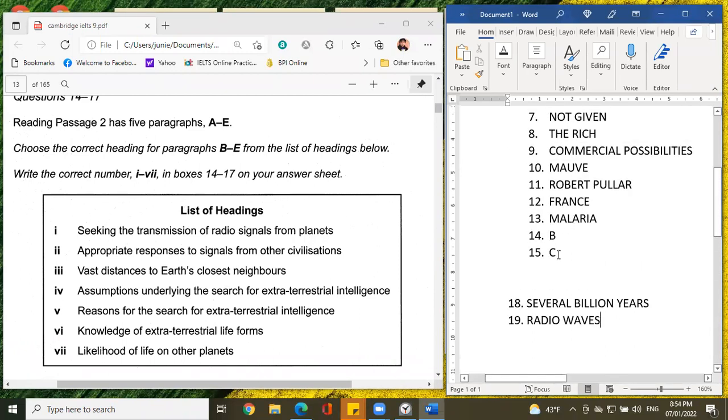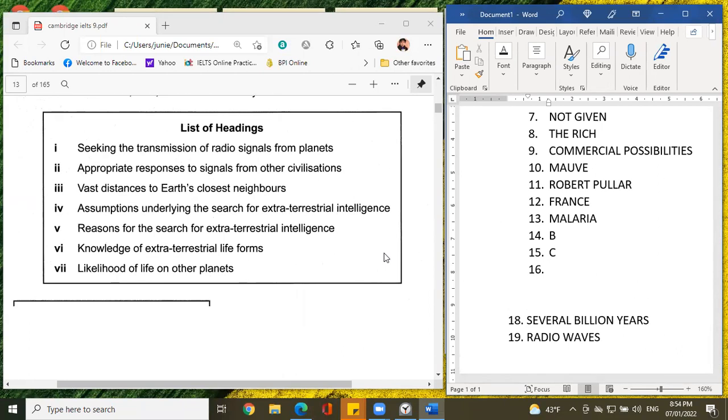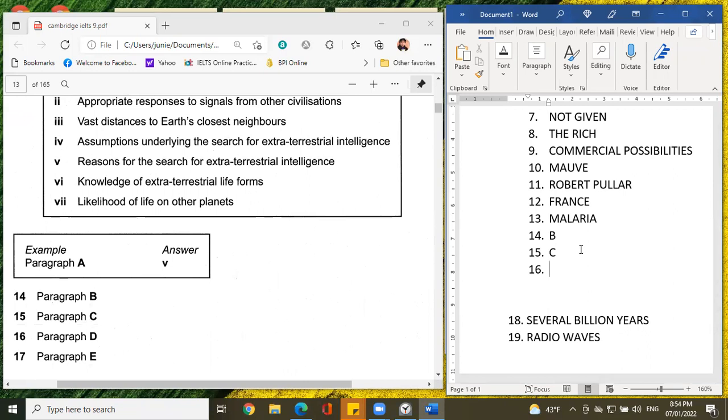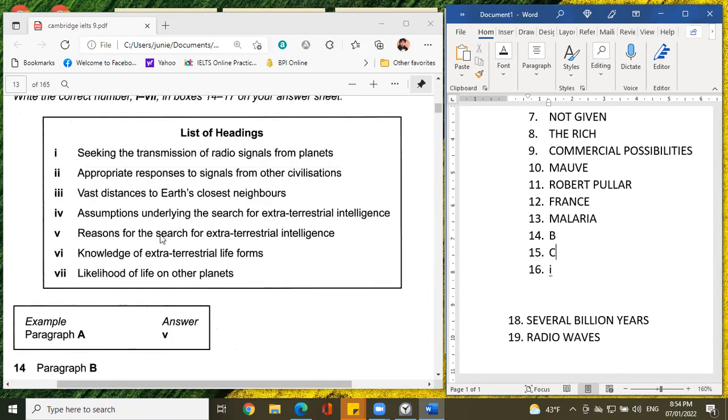So, that is... Ha? Ano ba to? Uy, ano ba to? Paragraph C is... Number 15 is... paragraph D is... 1. Mali-mali yung mga sagot ko. Ano nga ba yung paragraph C? Knowledge. Vast distances ba yung C?